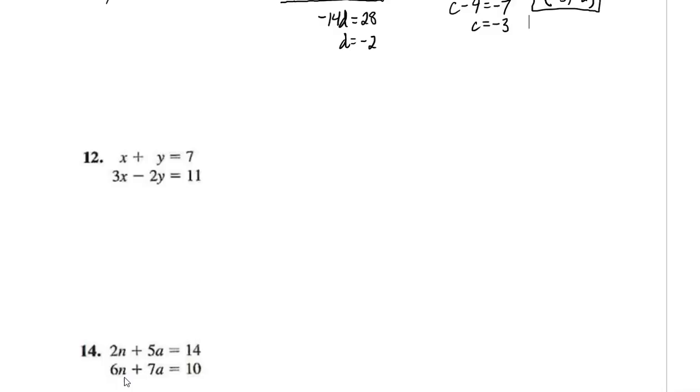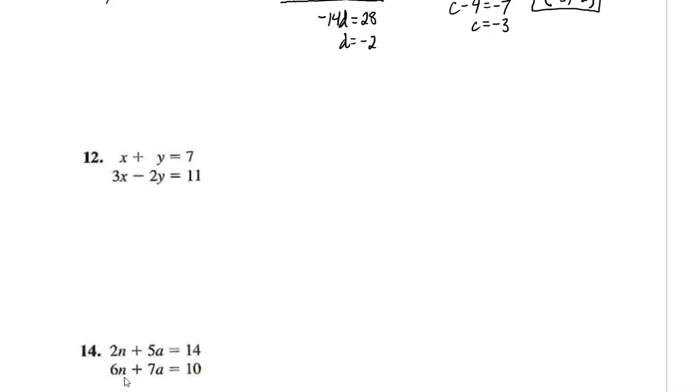Now number 12. We want to solve the system using elimination method. To use elimination method, we need one of the variables to be opposites in one equation compared to the other. Right now, the first equation is 1x, the second equation is 3x. Those are not opposites. The first equation is 1y, the second equation is negative 2y. Those are not opposites either.